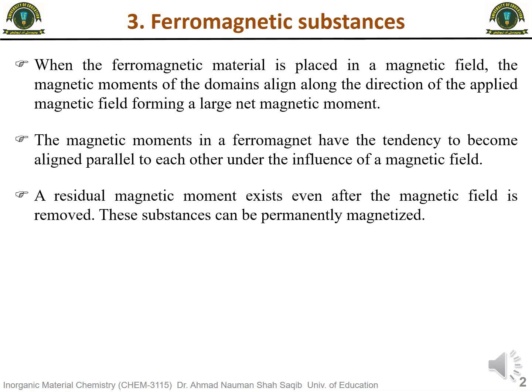So that's why when they are placed in a magnetic field, they get magnetized, and after the external magnetic field is removed, they lose some of the magnetic moments, but overall they retain the magnetization, and this is the reason such kinds of substances are also known as permanent magnets.